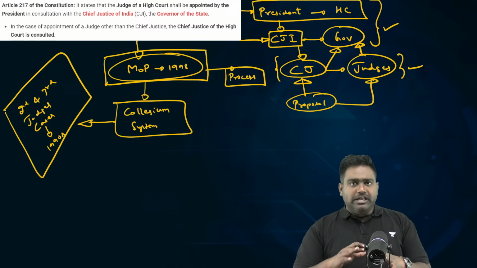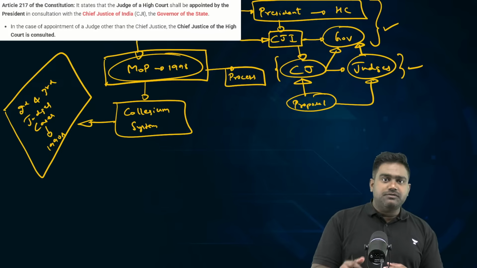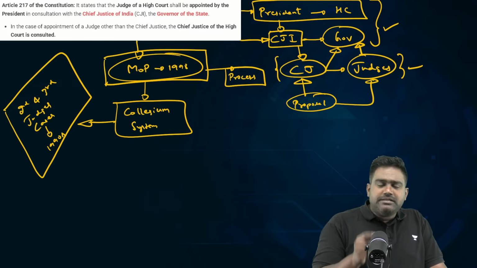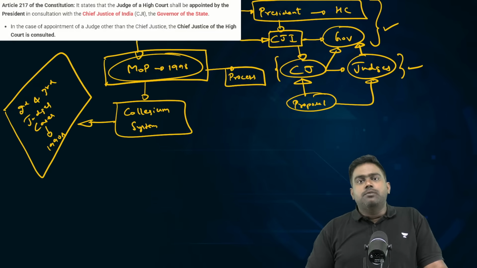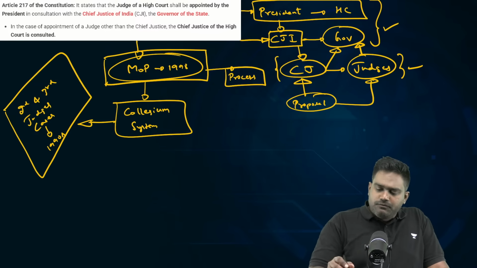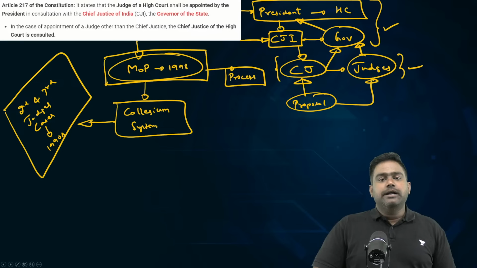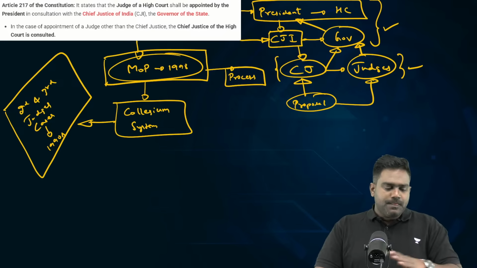And if the collegium of the High Court, headed by the Chief Justice of that High Court, along with two senior most judges, reiterate the same names, then the state government, through the governor, has to recommend to the Union law ministry, which in turn will recommend to the president to appoint those judges to the High Court. Right? So this is the established process.